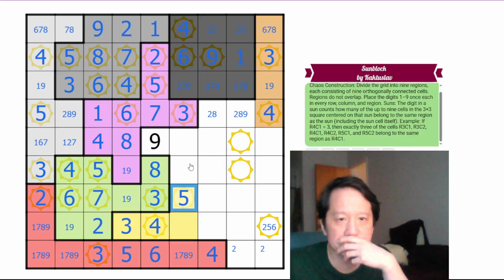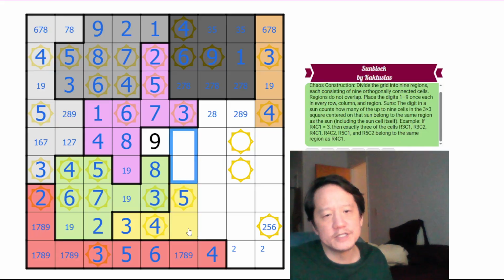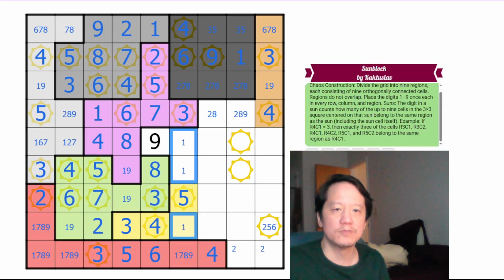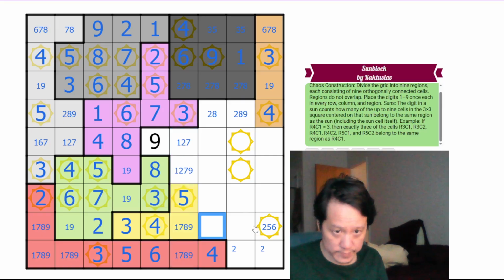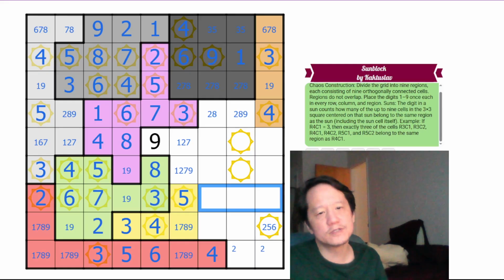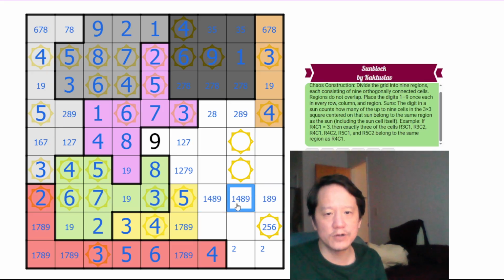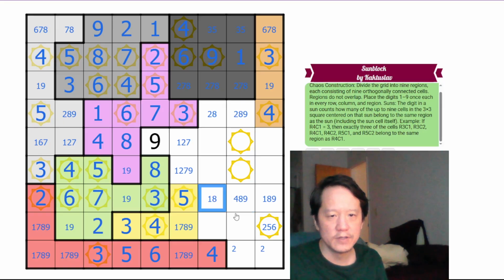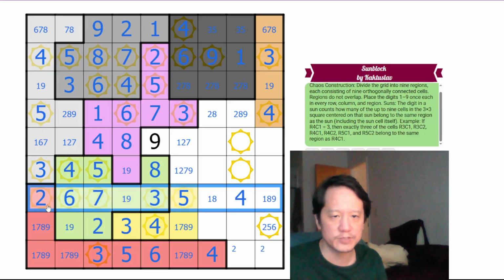Okay. Remaining digits in column 6 are 1, 2, 7, 8, 9. No 8 or 9 here. No 8 here. No 2 here. That's fine. Rest of row 7 is 1, 4, 8, 9. No 4 here, no 1 here because of 4 and 8, 1 in the row. No 9 here because of 9 in the row or column. That means this can't be 4 here because of 4 in the column. So where's the 4 in row 7? It must be there.